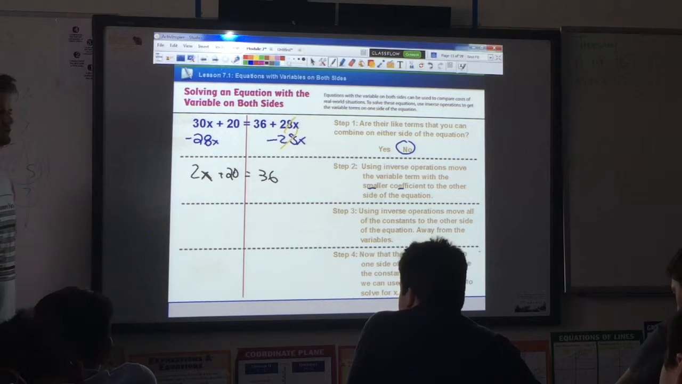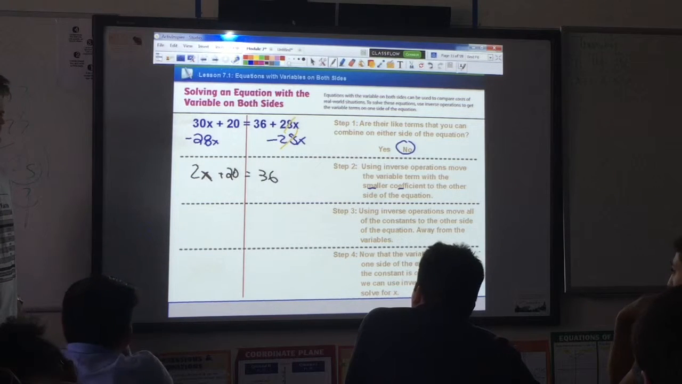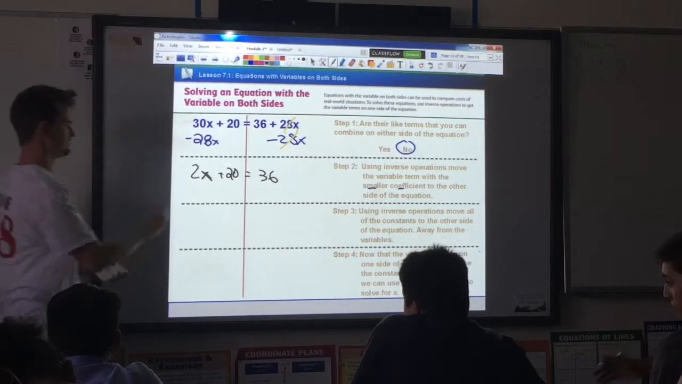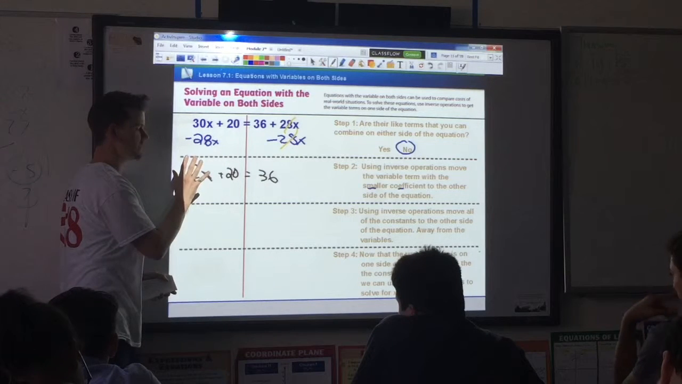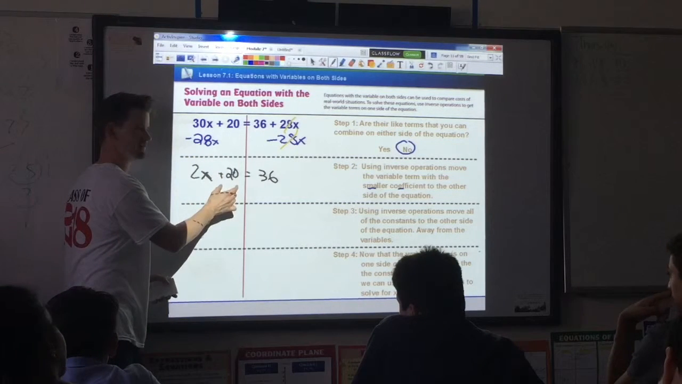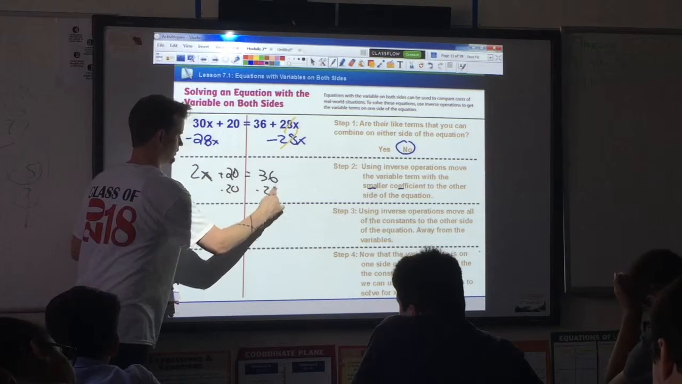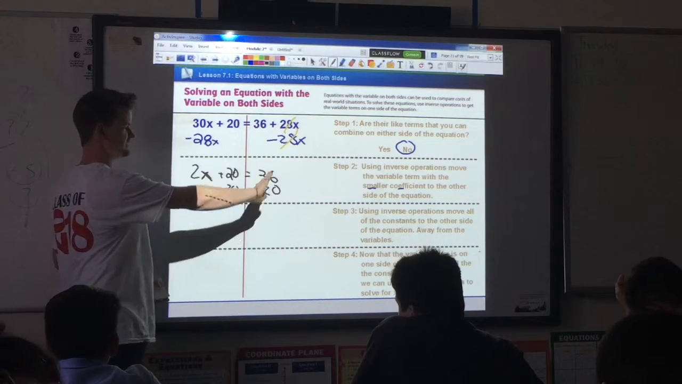Where's the addition I have to undo here? Where's the addition I have to undo? The 20, the positive 20. I have to undo this to get my variable term completely alone. I need to put it on the lonely island. What's the opposite of a positive 20? So I subtract 20 from both sides. That's step 3. Using inverse operations, move all the constants to the other side.